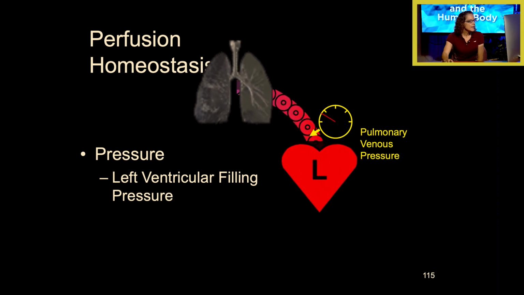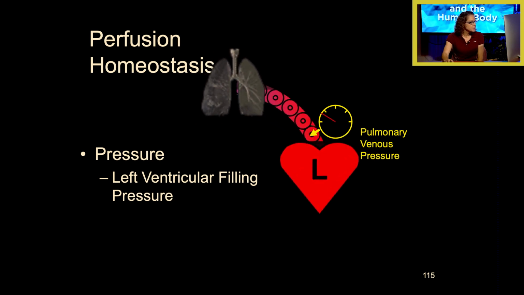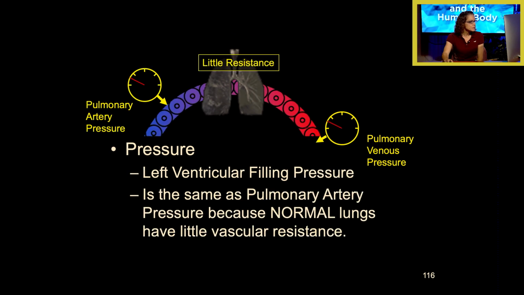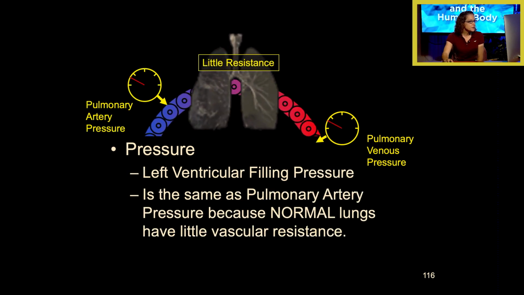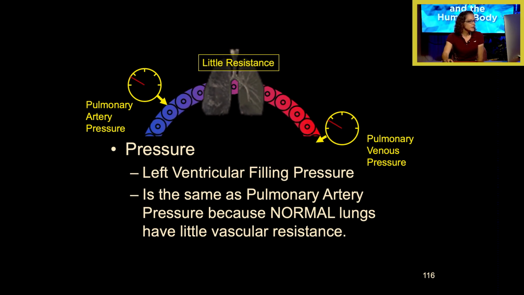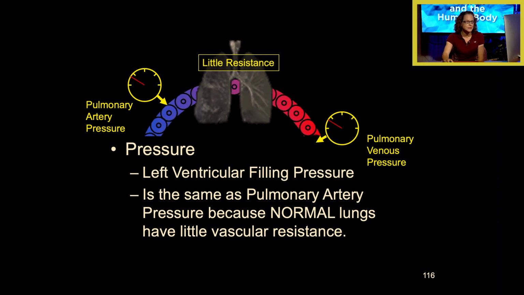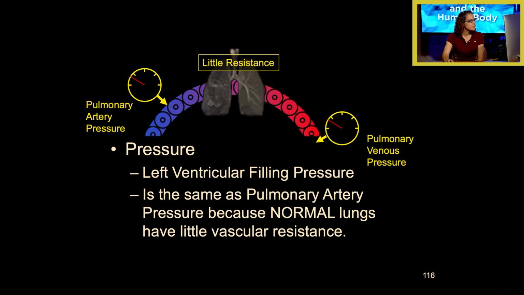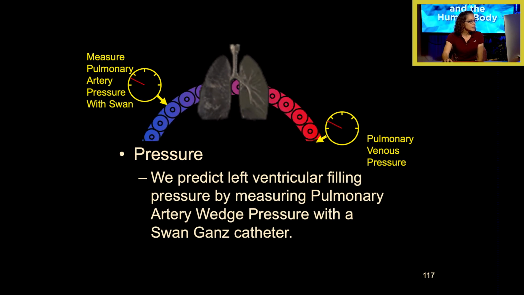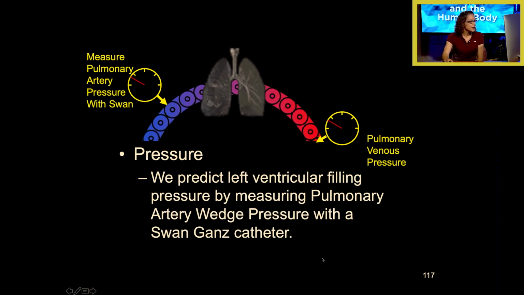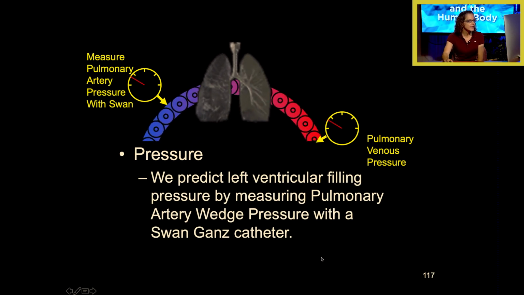Here we can see the pulmonary venous pressure and the left ventricular filling pressure. The left ventricular filling pressure is the same as the pulmonary artery pressure because normal lungs have little vascular resistance. We can predict ventricular filling pressure by measuring pulmonary artery wedge pressure with a Swan-Ganz catheter.